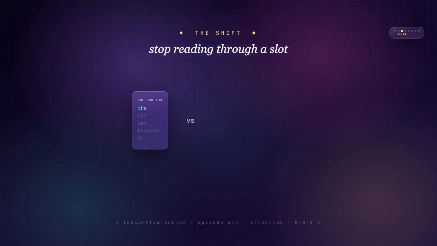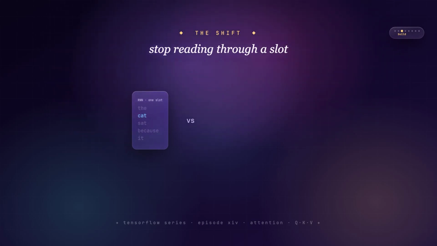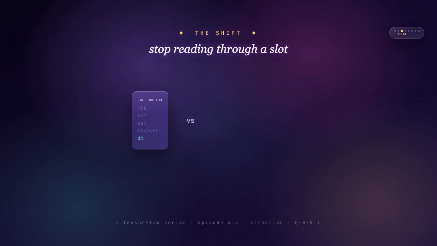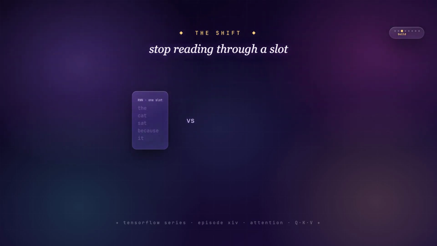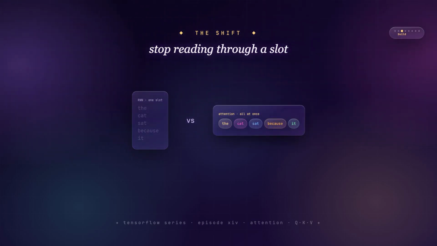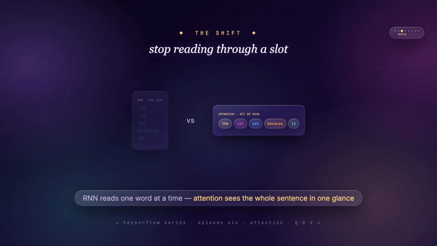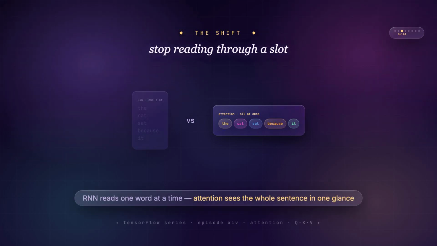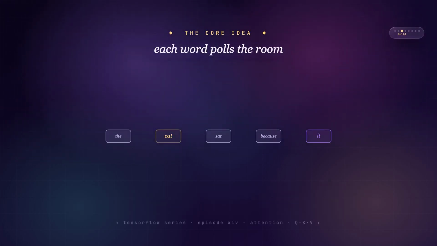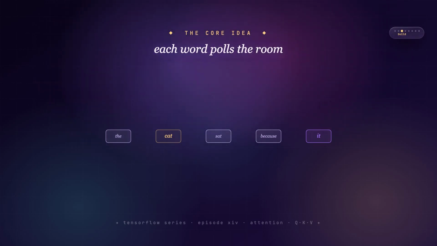Start with the contrast. An RNN reads like you read a paper through a mail slot. One word slides past, then the next, and you're constantly trying to remember what came 3 words ago. Attention throws the whole page on the table. Every word can see every other word in a single glance. No baton, no waiting, no fading. One shot.